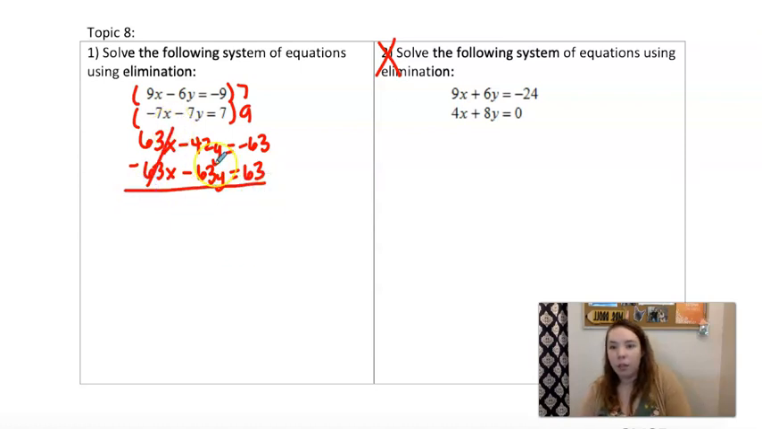All right, so this would give us negative 105y equals 0. So y is 0. So x is negative 1.